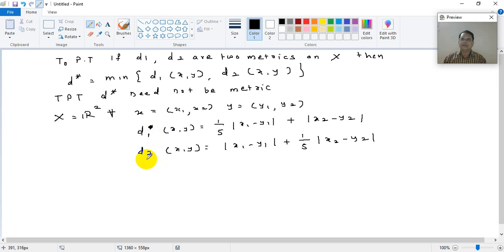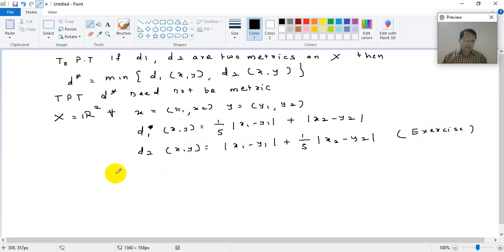But it is already done by us. But this is an exercise for you: if we define it like this, take capital X as R2, and take any two points in R2, x and y, where x is x1 x2, y is y1 y2, then prove that d1 x comma y, which is 1 by 5 mod of x1 minus y1 plus mod of x2 minus y2, and d2 x y are metrics. Prove this. Right, this I leave you as an exercise. Prove that d1 and d2 are metrics.